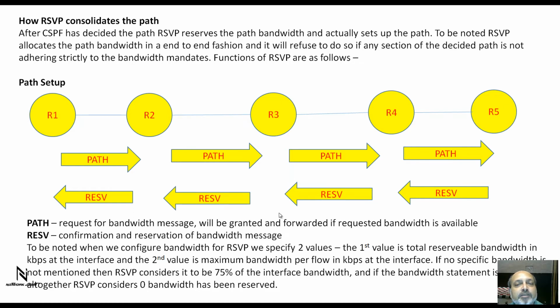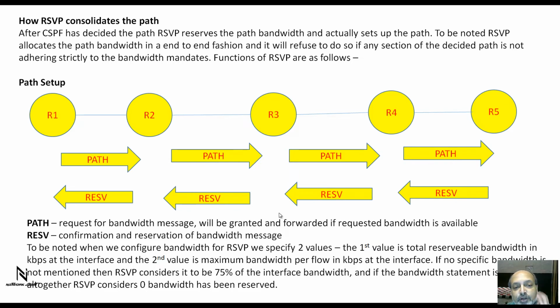Because this is very simple to understand. What is an MPLS TE path? It is nothing but a section of the IGP domain that is created for enjoying a particular bandwidth, right? So RSVP will be primarily interested in the bandwidth issue, and it will definitely check whether the required bandwidth is available from beginning to end, right? So it is a very strict site engineer. To be noted, RSVP allocates the path bandwidth in an end-to-end fashion, and it will refuse to do so if any section of the decided path is not adhering strictly to the bandwidth mandates.